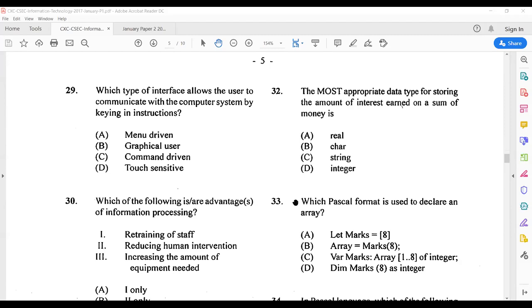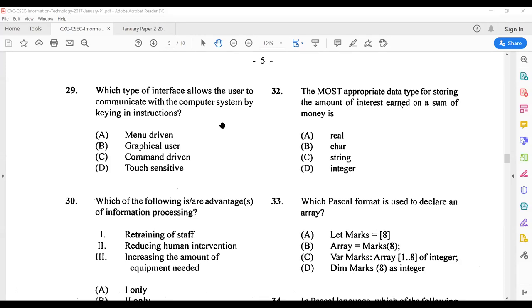Which type of interface allows the user to communicate with the computer system by keying in instructions? Come on, everyone. Right. So this is input, right? So this is how you input data into your computer system. So you have basically three types of ways to put data in the system, right? You have menu driven, a graphical user interface, so using graphics, command driven, and well, touch sensitive is not even part of a method really.